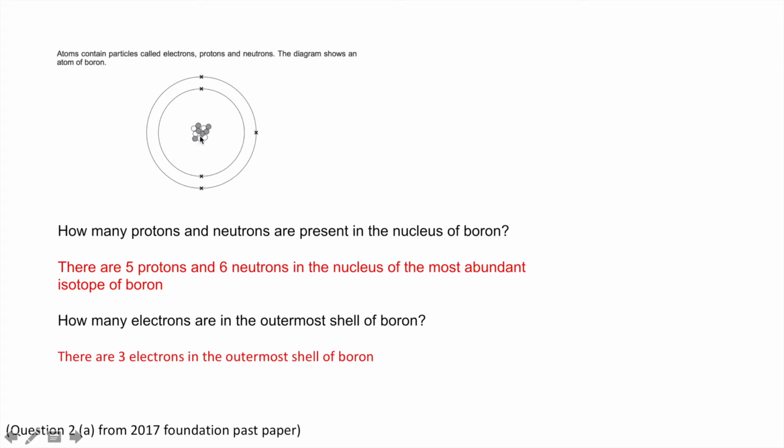And you look at the nucleus itself. Just count 5 protons, and obviously count the other particles in the nucleus. Then it'll be 6 neutrons. And how many electrons are in the outermost shell of boron? That's in group 3. As well as from the diagram itself, you can clearly see there are 3 electrons in the outermost shell.